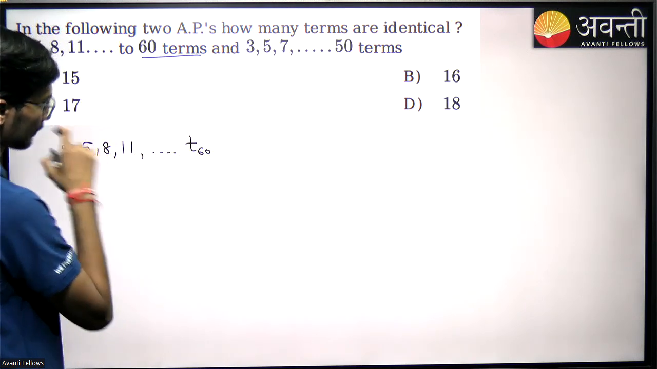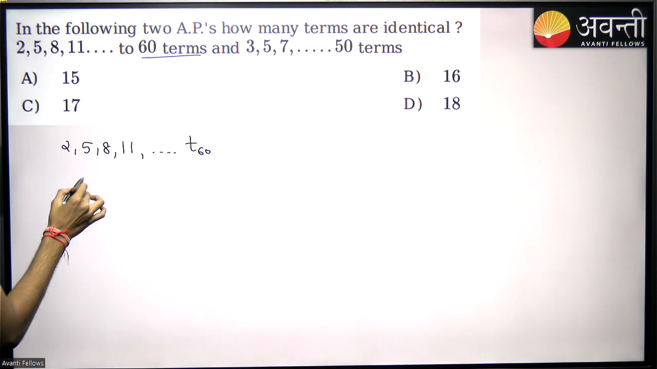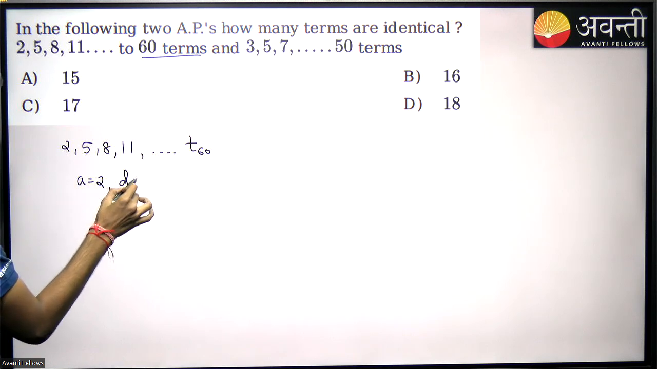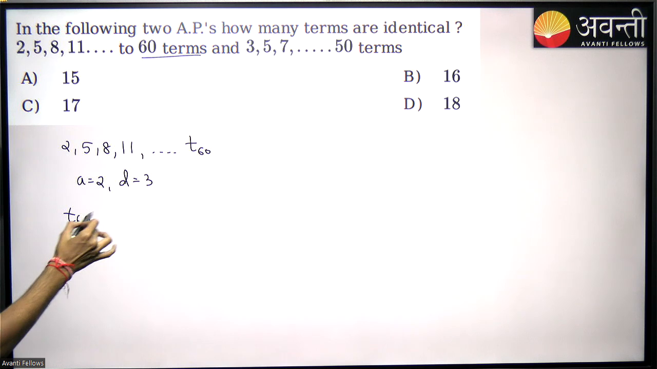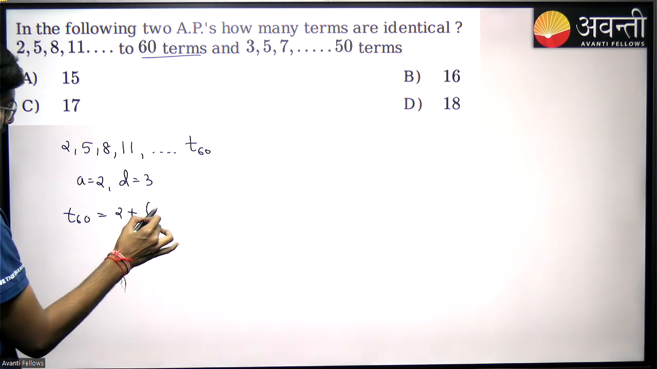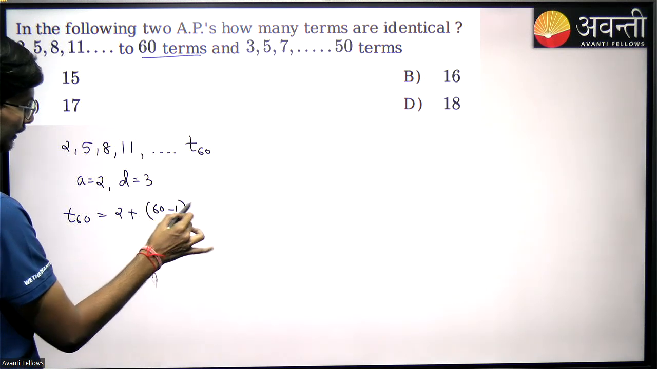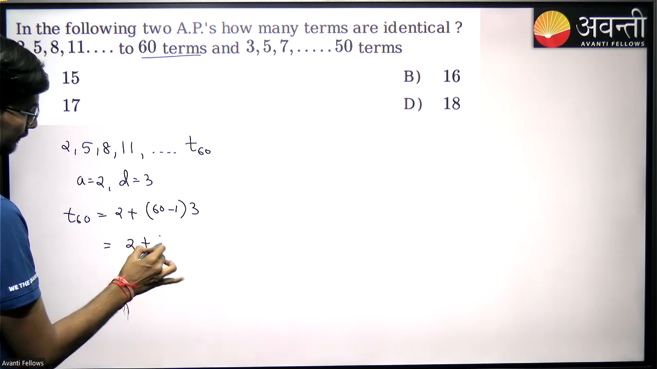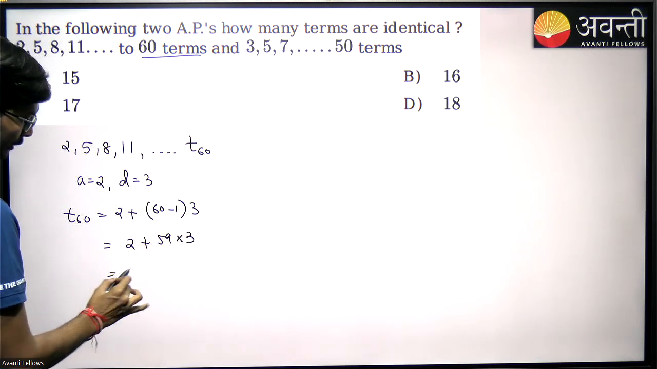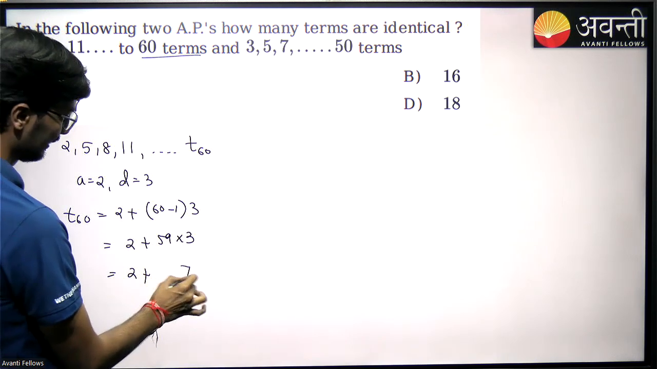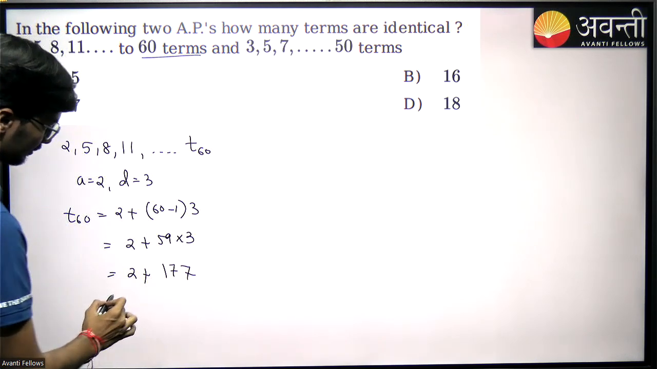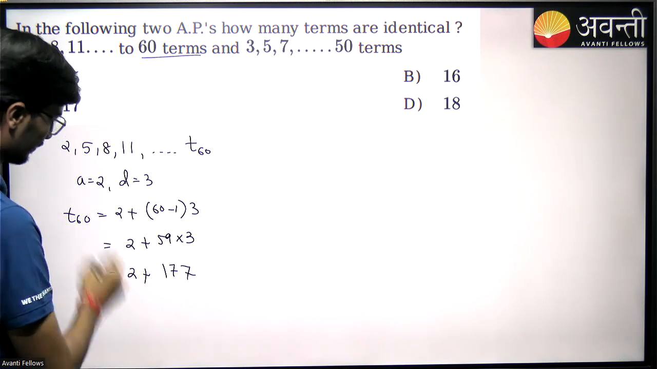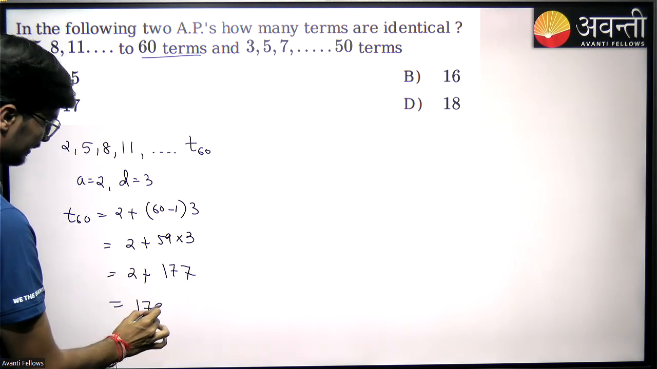60 terms, right? So this is an AP. A is 2, D is 3. What will be T60? A plus 60 minus 1 into 3. So 2 plus 59 into 3. So 2 plus 177, I think. Correct, right? So 179.